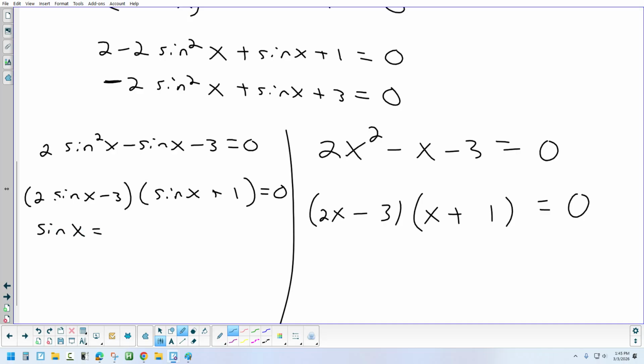When you set the first one equal to 0, you would have to add the 3 and divide by 2. You're looking for where sine equals a positive number. Where does sine come out positive? It should be 2 places. Yep, we'd be looking for an answer here and here. How would you get rid of sine? Yep, take the inverse sine.